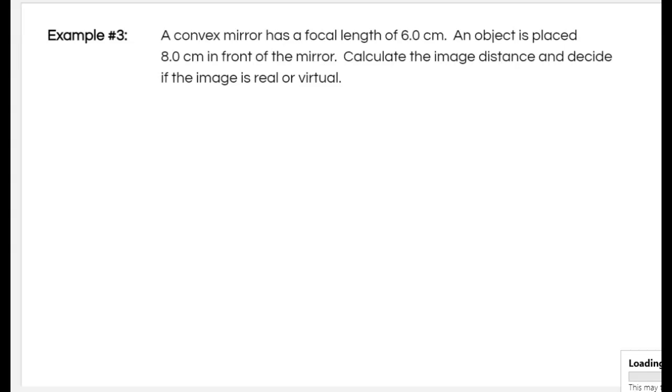It says, a convex mirror has a focal length of 6 centimeters. An object is placed 8 centimeters in front of the mirror. Calculate the image distance and decide if the image is real or virtual. Okay, so that's going to demand a little bit more of you. I'm curious to see whether you will make the connections that I'm hoping you will make. Pause the video and resume when you're ready to see the solution.